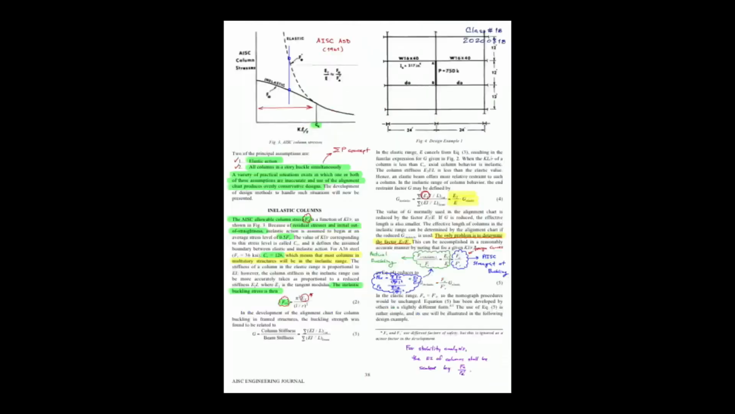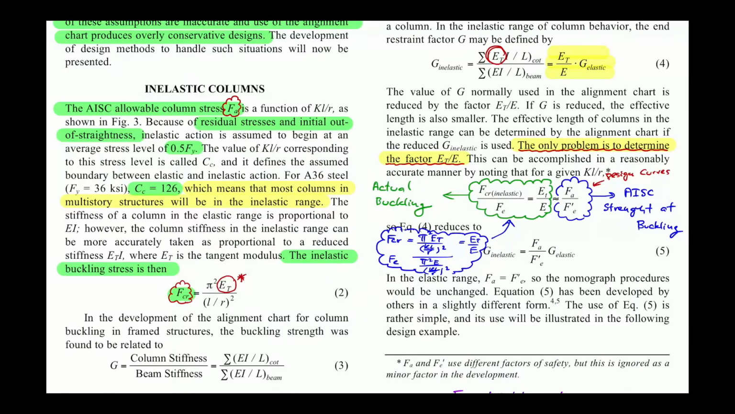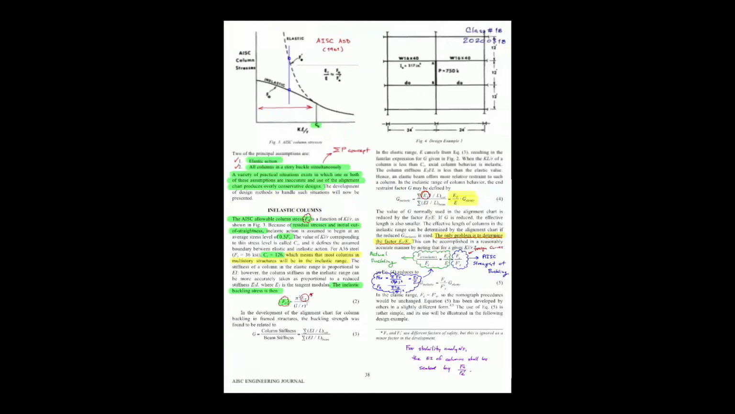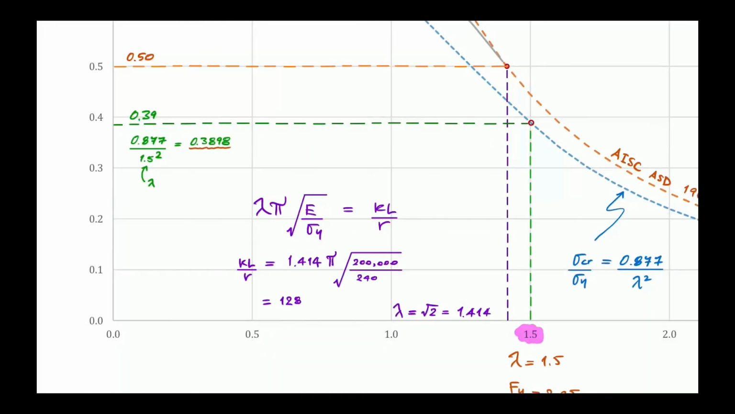The 128 is pretty close to the KL over R ratio given over here, which is 126, because the Fy is just 36 ksi and the elastic modulus is in ksi units, which is 29,000 ksi. So just substitute that in. Well, we can give it a try, right? Where's my calculator?